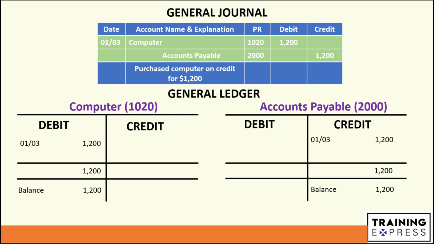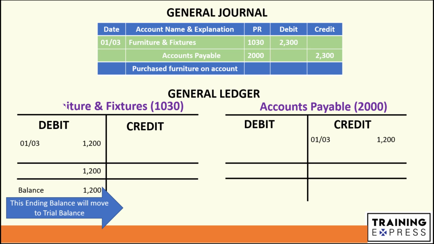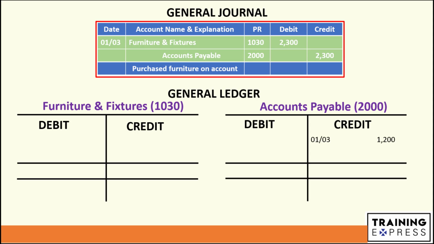Now at the end, I would like to remind you that there is only one transaction related to computer in this particular example. So it means the balance of $1,200 is basically the ending balance for this particular account. Because there is no more transaction in this account, this ending balance of computer will move to the trial balance. Let's look at this next transaction.